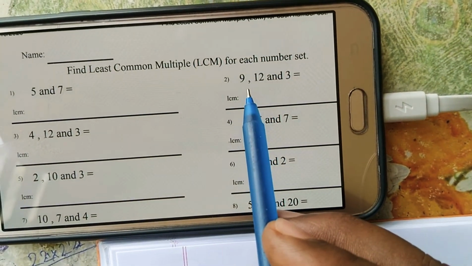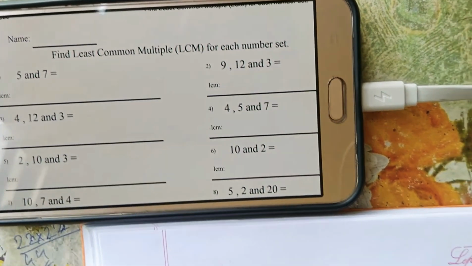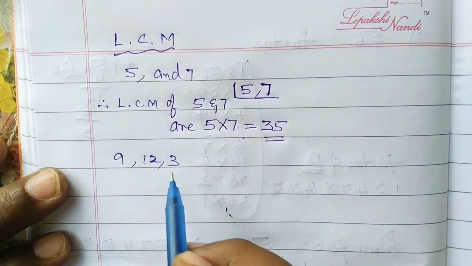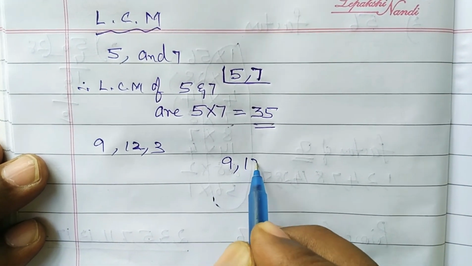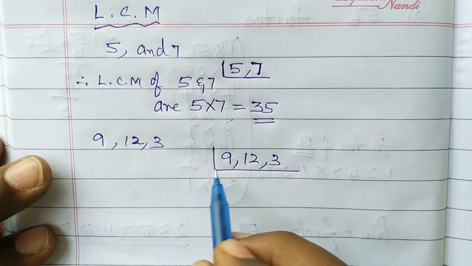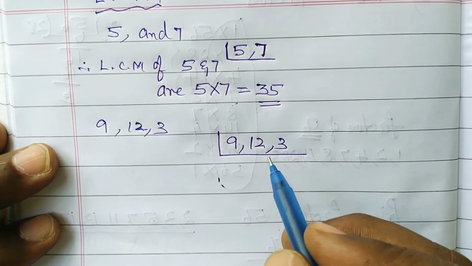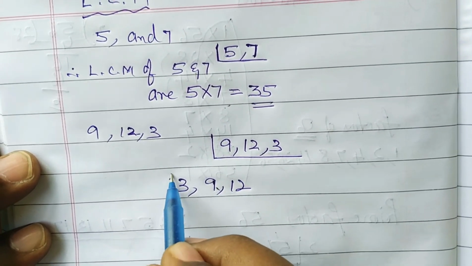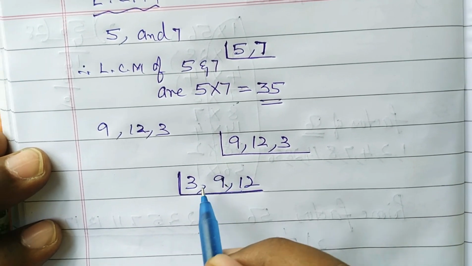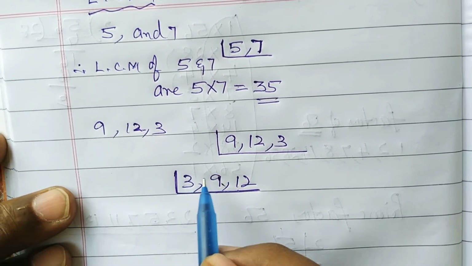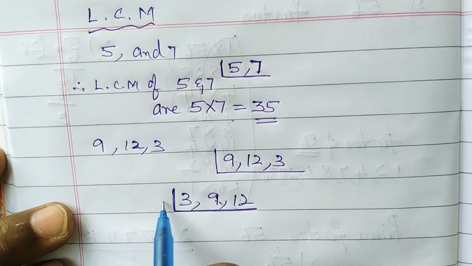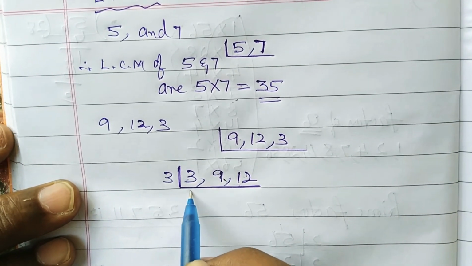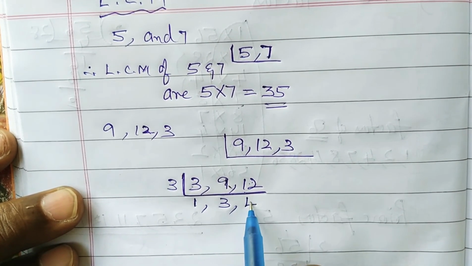You see 9, 12 and 3. Here 3 numbers are given and we have to find the LCM for these 3 numbers. So write these 3 numbers like this: 9, 12 and 3. Are these 3 numbers having common factors? Or I will write it in ascending order: 3, 9 and 12. It is not necessary that you must write it in ascending order. For your better understanding, I am writing like this. Are the 3 numbers having 2 as a common factor? No. Are they having 3 as a common factor? Yes. 3 1s are 3, 3 3s are 9, 3 4s are 12.